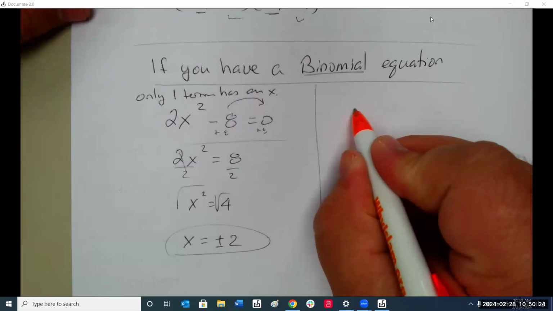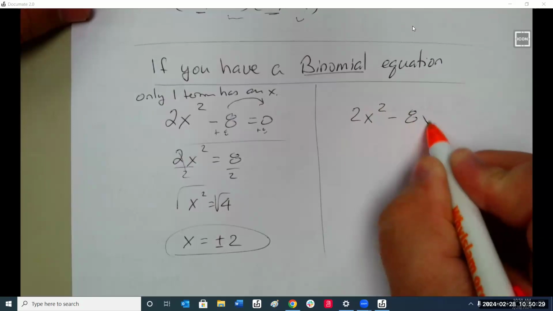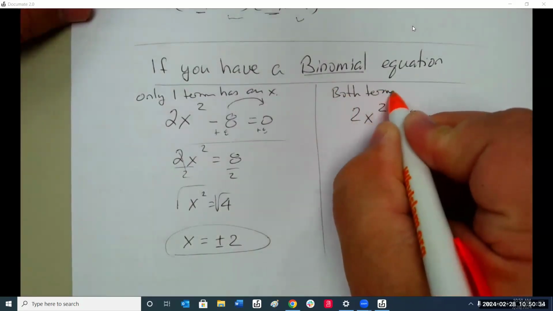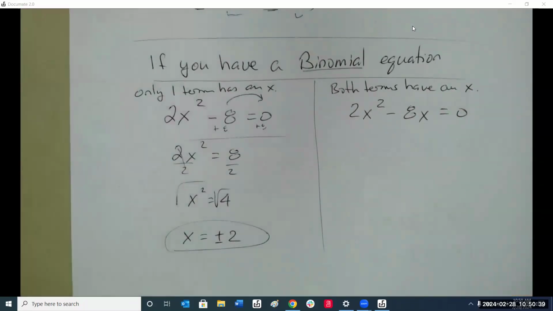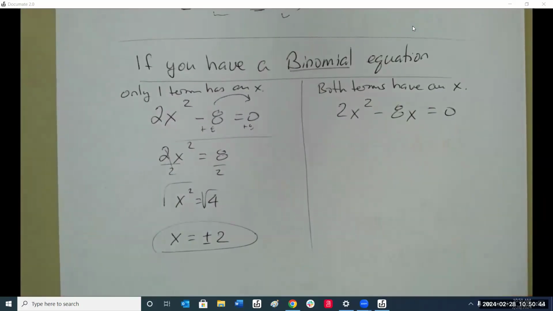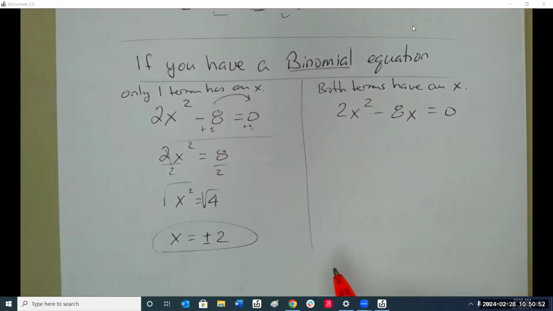The other possibility is 2x squared minus 8x equals 0. If both terms have an x, then you factor. What do both of these have in common? What number do they both have in common? They both have a 2. Anything else in common?